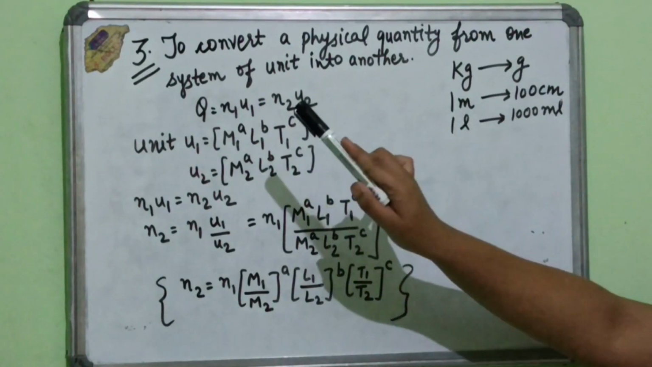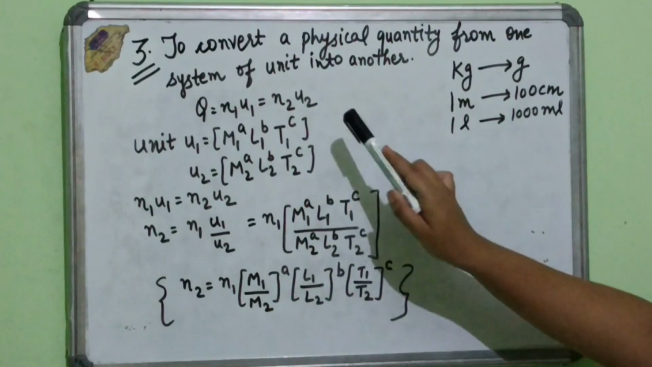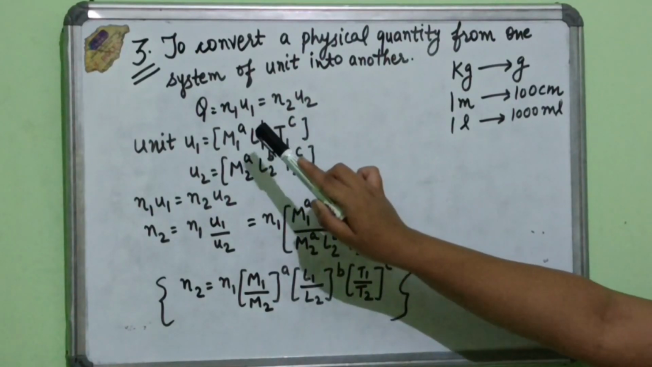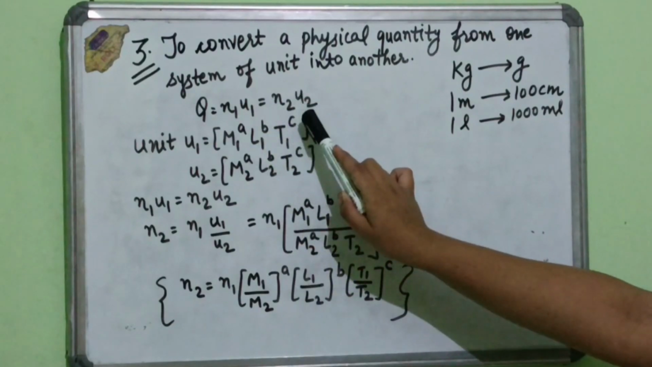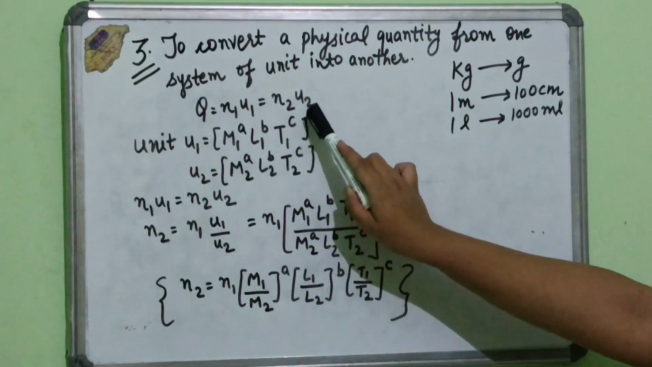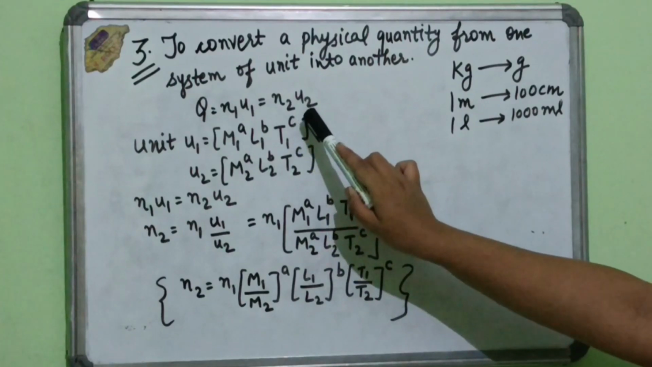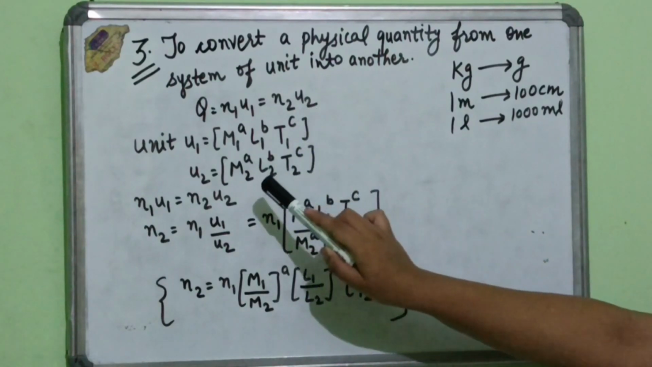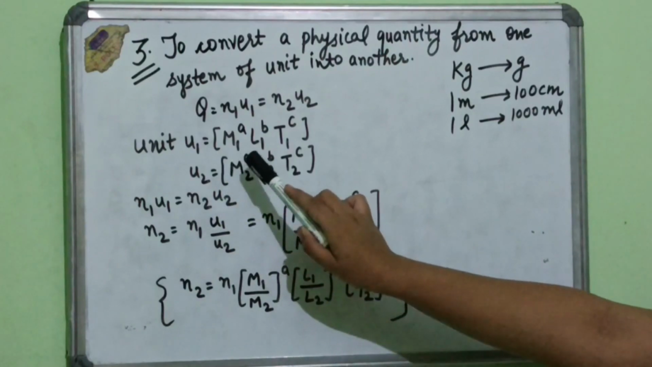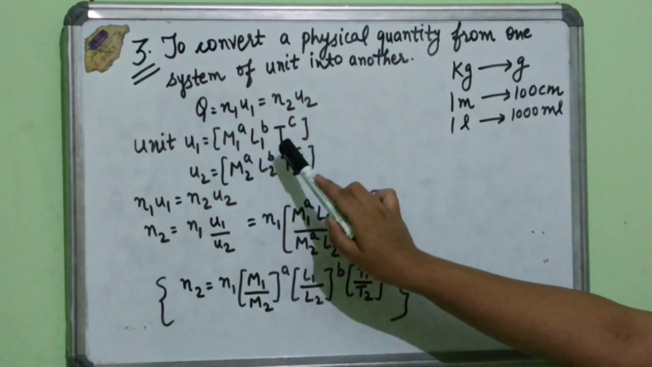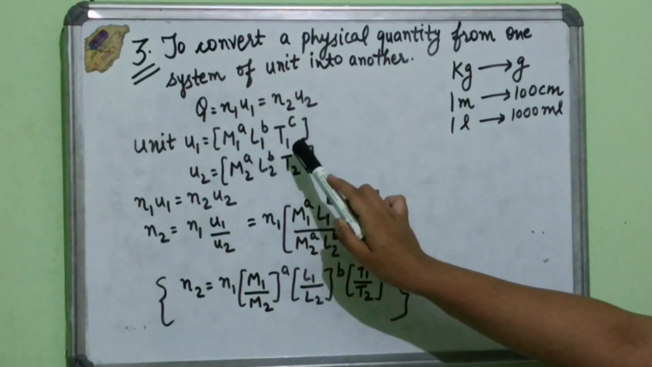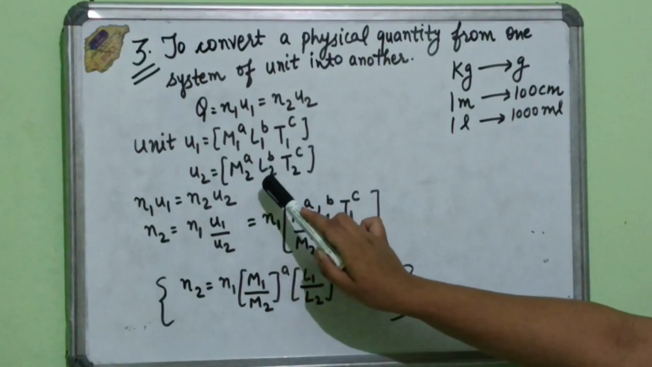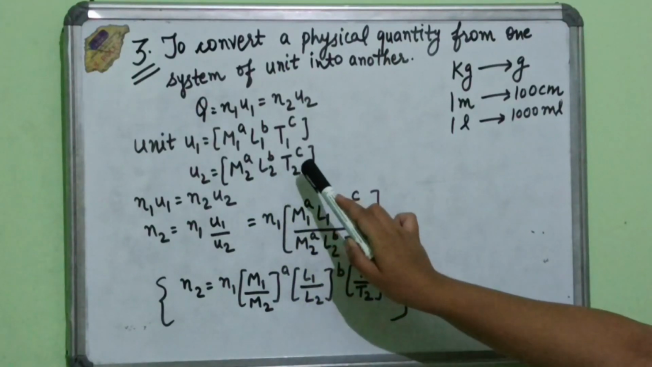Now let's see how we can convert one unit into another unit with the help of dimensions. Let's take a physical quantity Q equal to n1 u1, where n1 is the numerical value and u1 is the unit, converted into another unit which is n2 u2, where n2 is also a numerical value and u2 is the unit. We take unit u1 in terms of M, L and T, mass, length and time. We can write it as M1 to the power a, L1 to the power b, T1 to the power c, and u2 is equal to M2 to the power a, L2 to the power b, T2 to the power c.